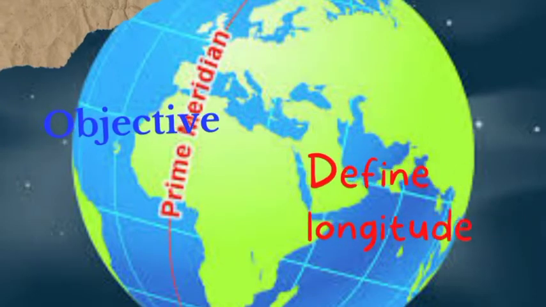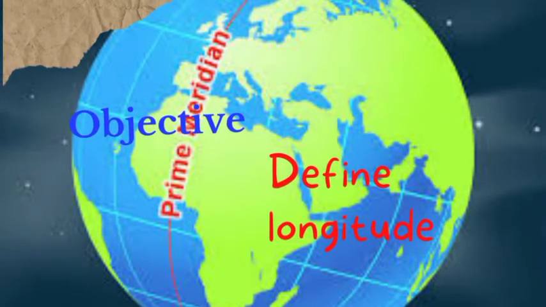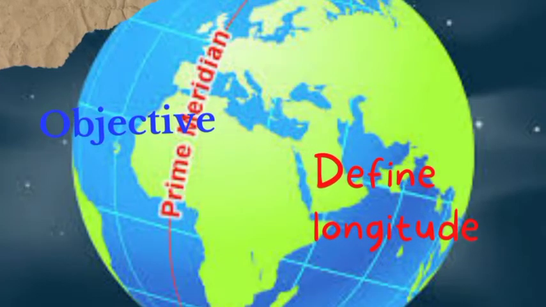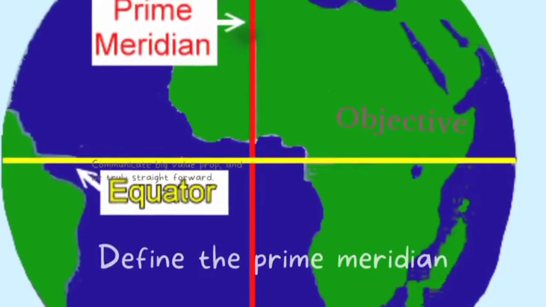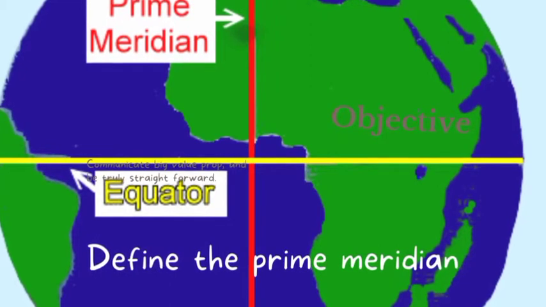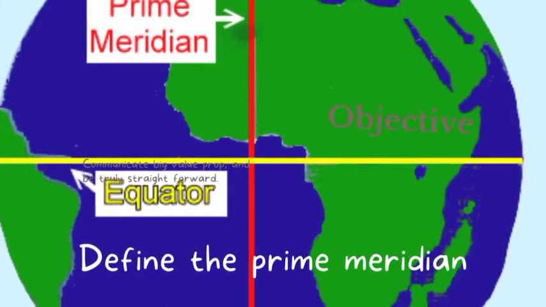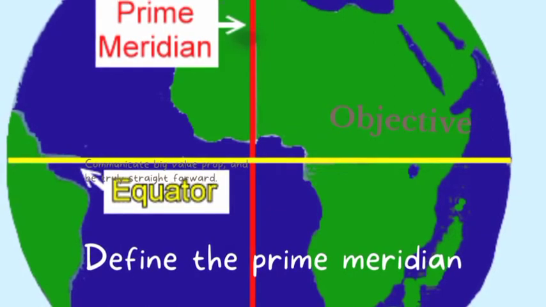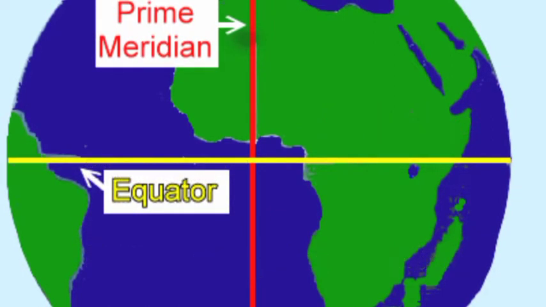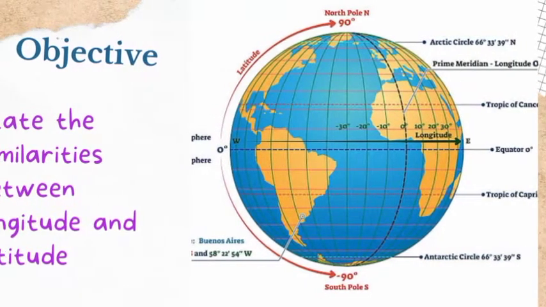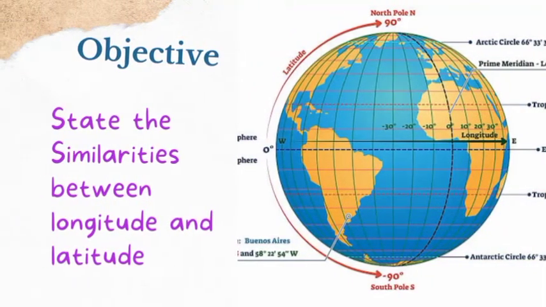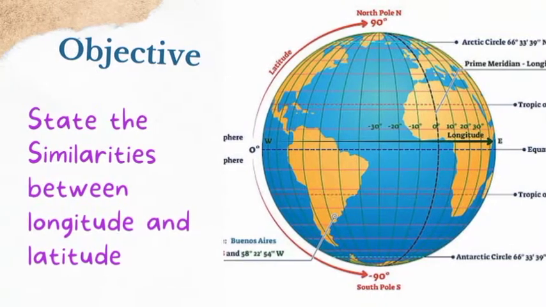One, we should be able to define longitude. What line do we refer to as longitude on the globe? Also, we'll be looking at the prime meridian. What do we refer to as the prime meridian? Also, we'll be looking at some of the similarities between longitude and latitude. What is it that is common to both longitude and latitude?